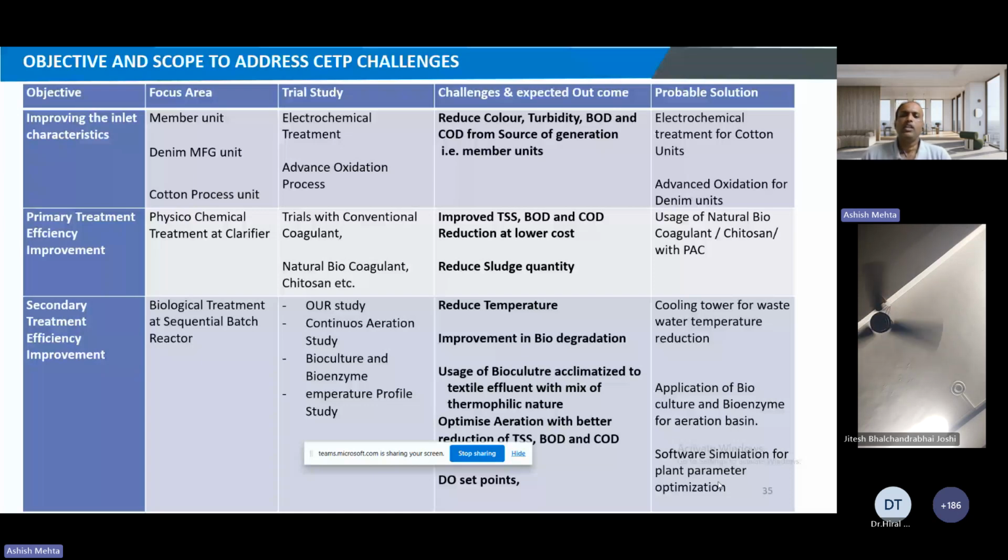Then improvement in TSS, BOD and COD. Then in the secondary system, reduction of biodegradable content, use of different biocultures which can be enhanced with optimized aeration and use of DO set points to improve and increase the efficiency of the biological system. So with this objective and these challenges, we worked out the probable solutions and started working on the CETP ZLD plant.